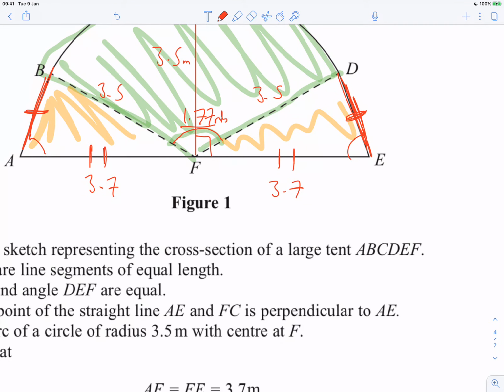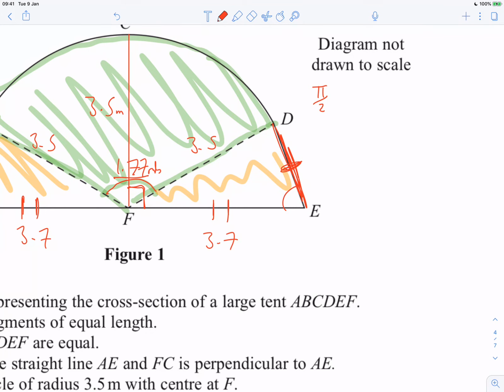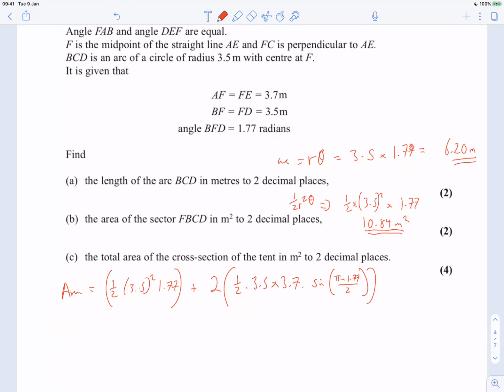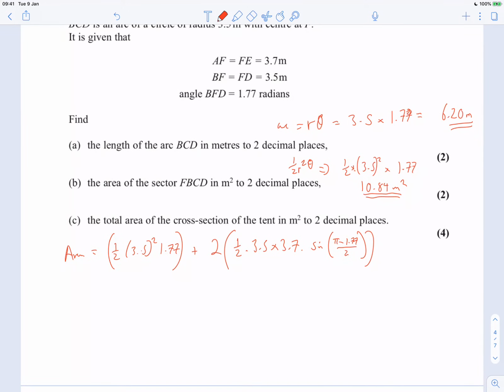So let's be very precise here. If this is 90 degrees, that's pi over 2. And I need to take away, by symmetry, 1.77 over 2, because this straight line from F to C is going to split that 1.77 in half. So I've got 90 degrees minus a half of 1.77. So actually, this is going to be pi minus 1.77 over 2 in there. And that's nice because the 2 and that half will cancel.